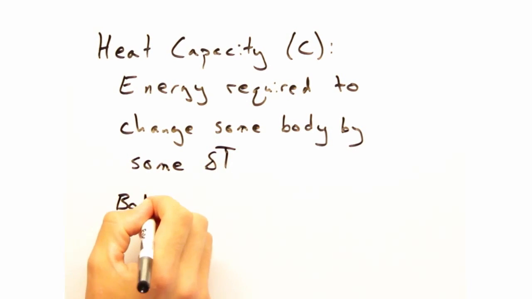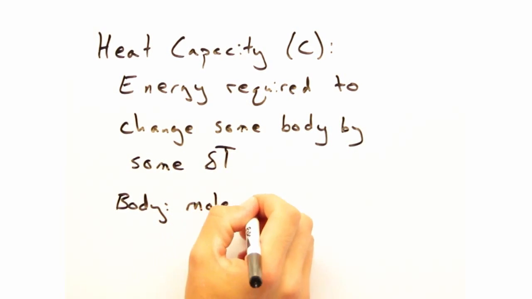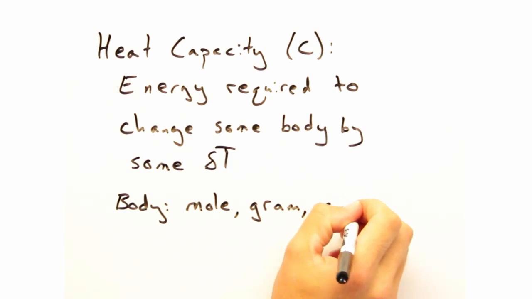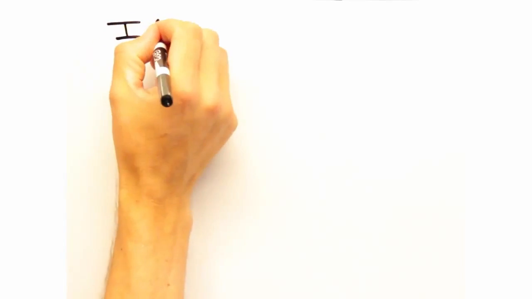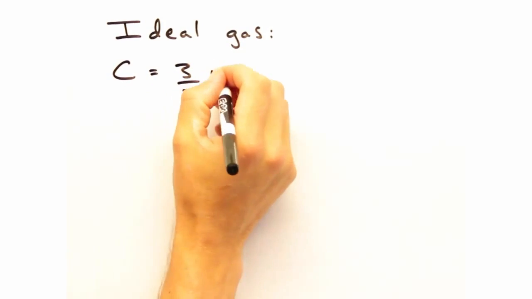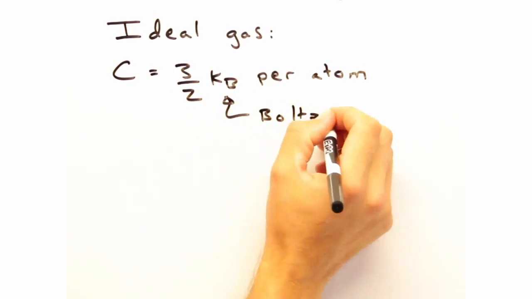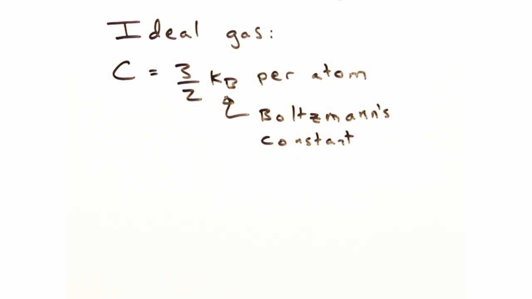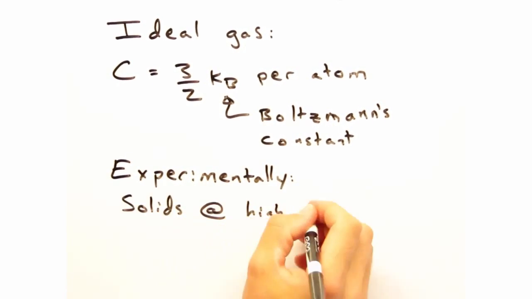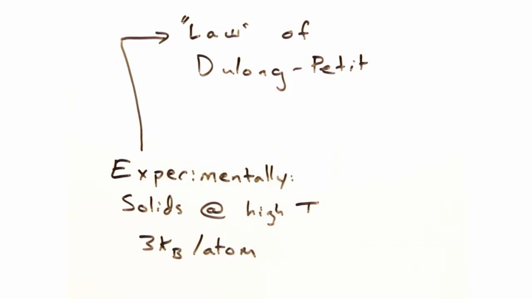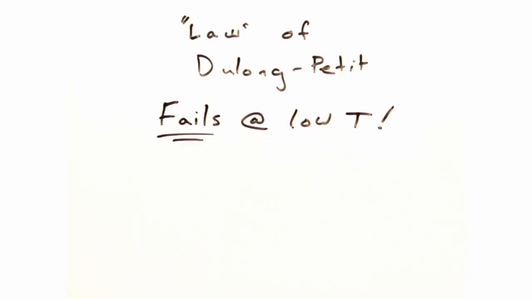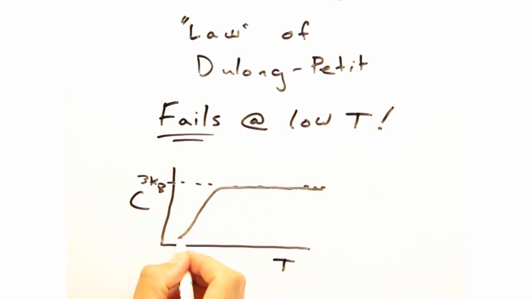And what we define as a body may seem ambiguous, but it could be anything from a mole to a gram to a centimeter cubed of a material. Also recall from the ideal gas model, heat capacity is 3 kB over 2 per atom, where kB is our Boltzmann's constant. Experimentally, room temperature solids were found to exhibit 3 kB per atom, which became known as the law of Dulong and Petit. However, this model totally failed at low temperature.